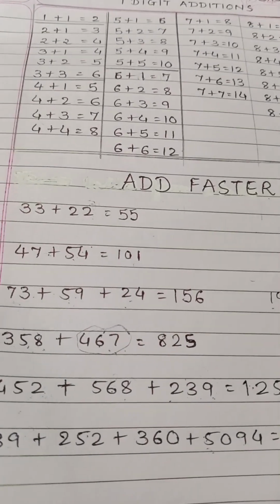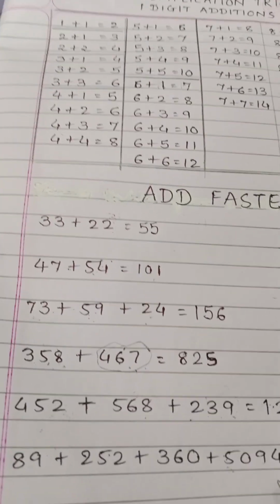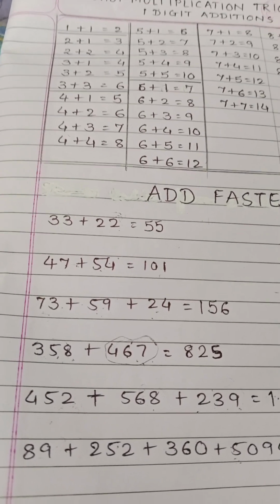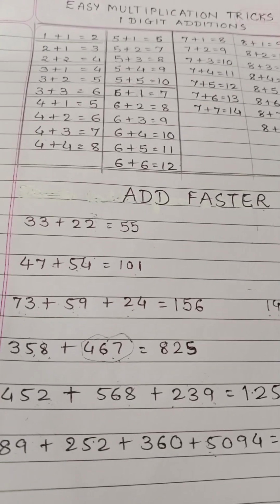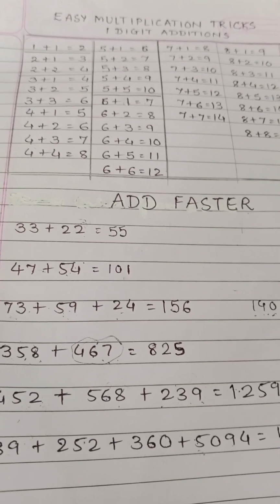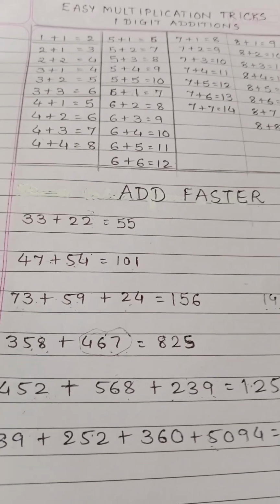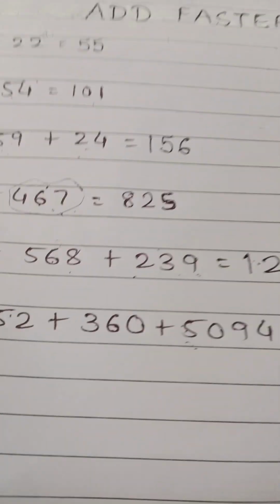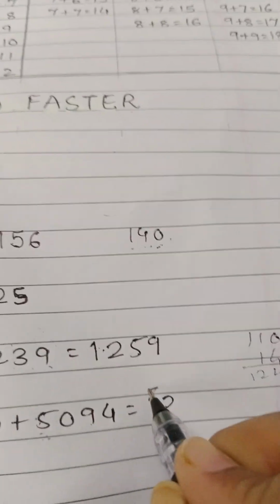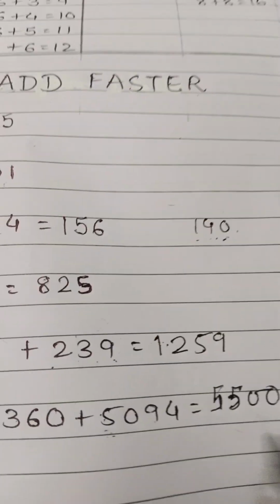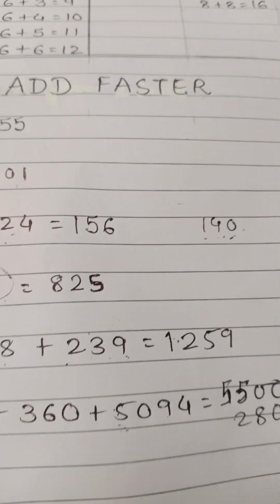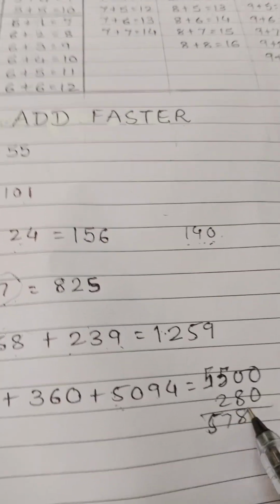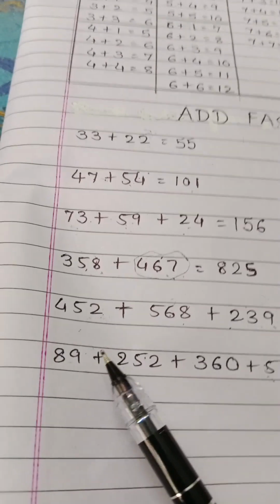And 190 plus 90, if you add 10, so 200, it will make 280. Okay, so you have to remember, in 5500 you have to add 280. So this will make 5780.